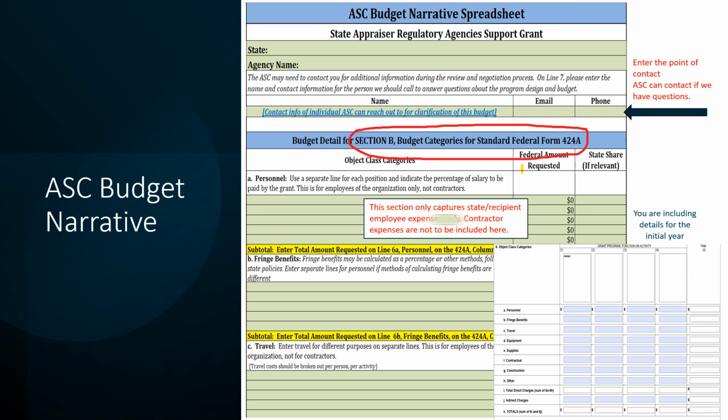Please note that the object classes that are represented here are only for costs to the state or the recipient. You do not put your contractor costs in personnel, fringe, travel, and equipment. All contract costs or contractor costs go in the contractual object class. So that includes a contractor's travel, their expenses, their supplies, all of that is in contractual costs. All other costs are for the costs of the state. So please keep that in mind.